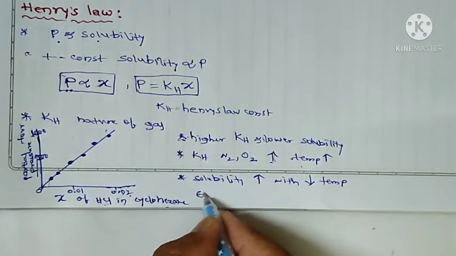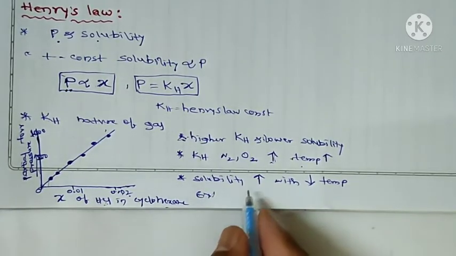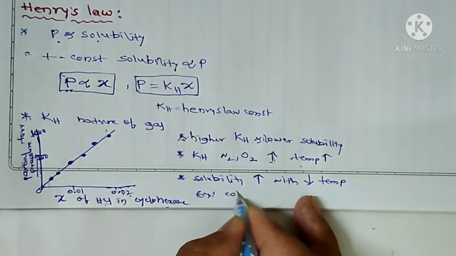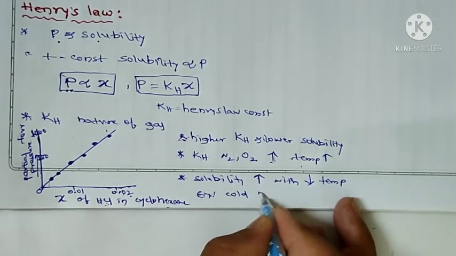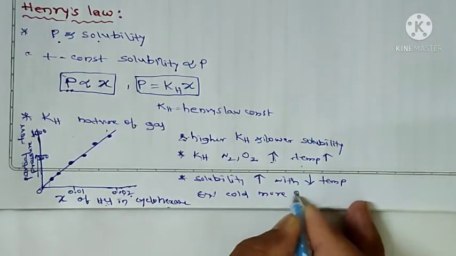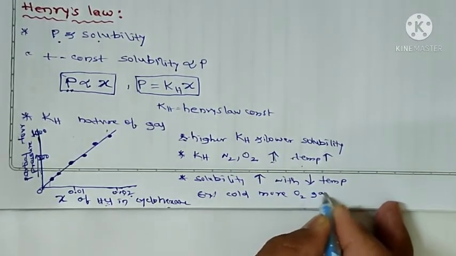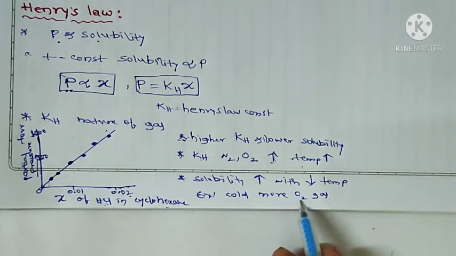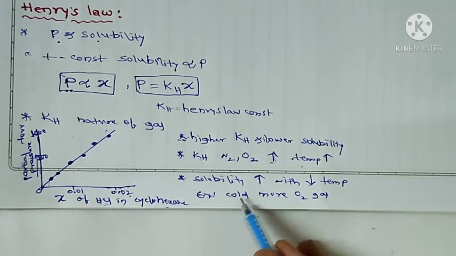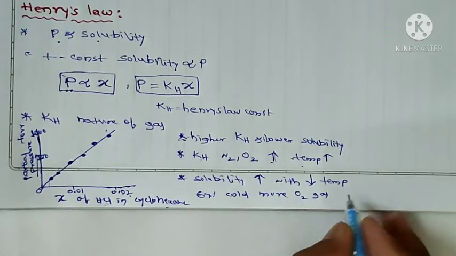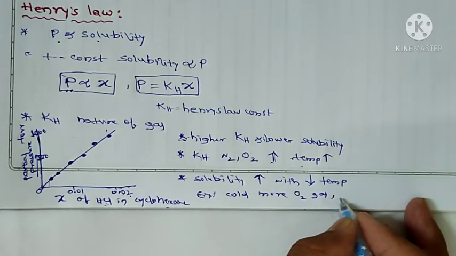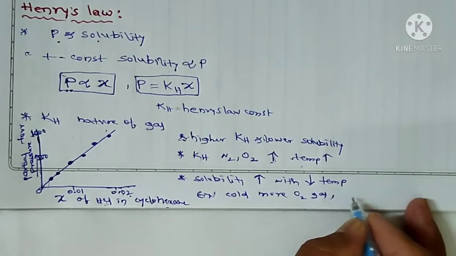For example, cold water contains more O2 gas. Cold water contains more O2 gas, means in that water we have more O2 gas at low temperature. If you increase the temperature, warm water contains less O2 gas.